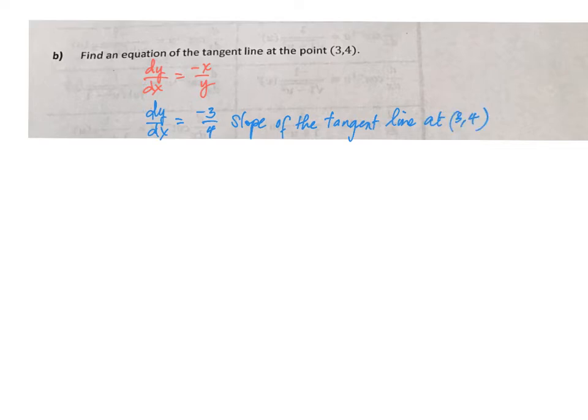And if we want to find the equation of the line, we say y minus 4 equals negative 3 over 4, that is the slope, times x minus 3. And that is the equation of the tangent line to the graph at the point (3, 4).